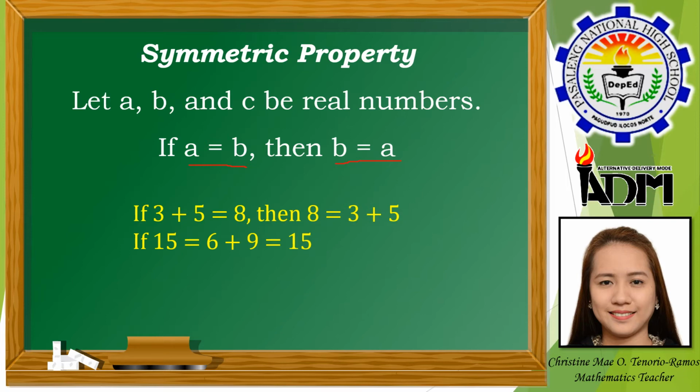Next, 15 equals 6 plus 9, then 6 plus 9 equals 15. And 20 is equal to 4 times 5, then 4 times 5 equals 20. So, 3 plus 5 is equal to 8, equals 8. And then this one, 4 times 5 equals 20. And 20, kahit balik-baliktarin mo yan, yan at yan pa rin ang magiging equation. Okay, next.